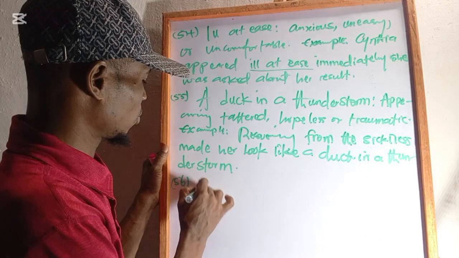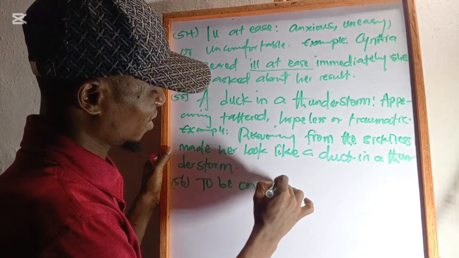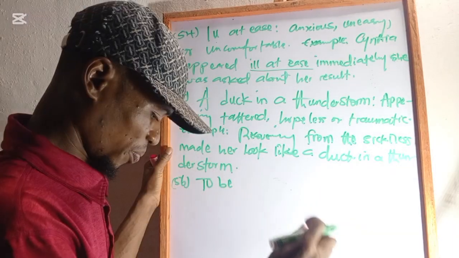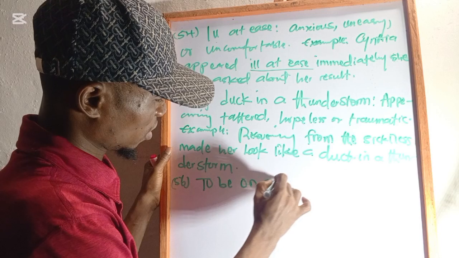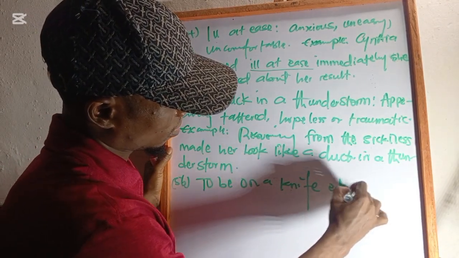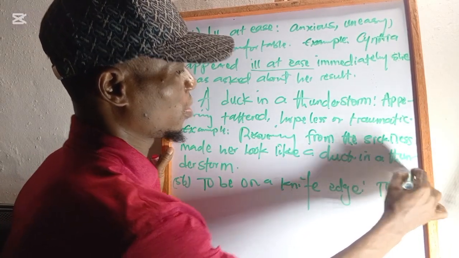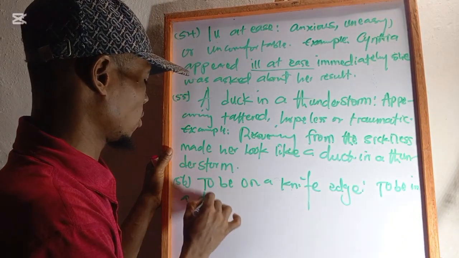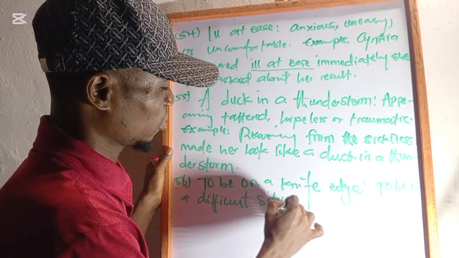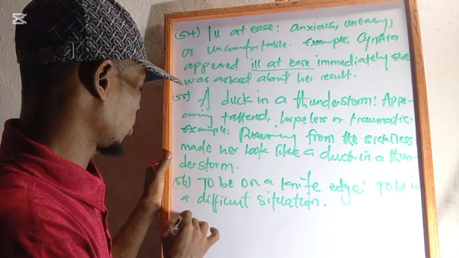So now this one: to be on a knife edge simply means to be in a difficult situation. To be in what? In a difficult situation.